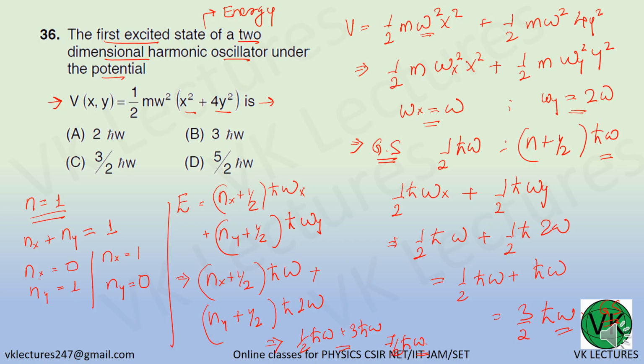Now just put nx equal to 1 and ny equal to 0. If nx equal to 1, your value will be 3 by 2 h cross omega plus half h cross omega, half into 2, that is 1 h cross omega, so that is equal to 5 by 2 h cross omega. So 7 by 2 is greater than 5 by 2, which means this is the first excited state and this is the second excited state. So first excited state will be 5 by 2 h cross omega.